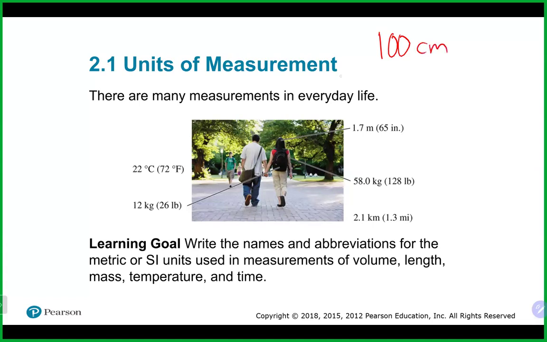So whenever you take a measurement, there should always be numbers and there should always be units involved. And without both of those things, like I mentioned before, the actual number value of it is kind of useless.